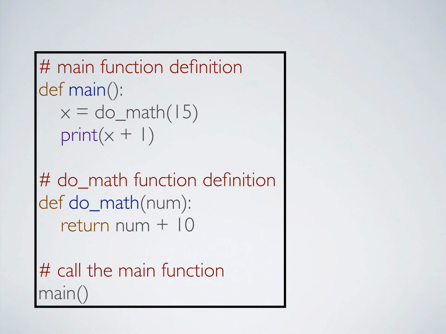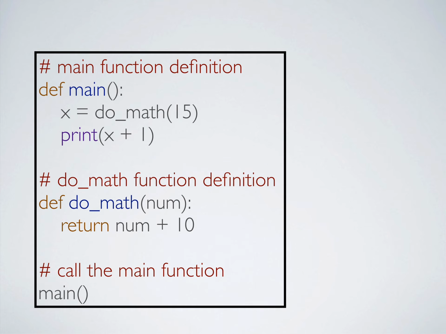So when this code runs, Python reads, okay, main function definition, got it. Do math function definition, got it. Okay, call the main. So that very last line of code says, hey Python, go ahead and run the code that is inside main. So Python then looks up main. Main has two lines of code. First line of code is x equals do math 15.